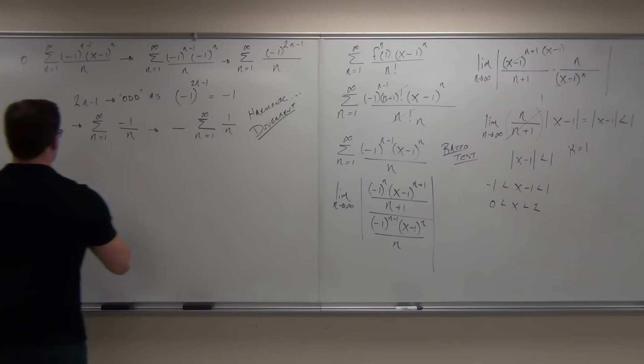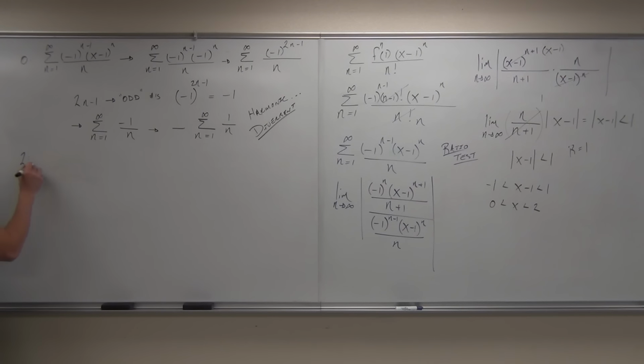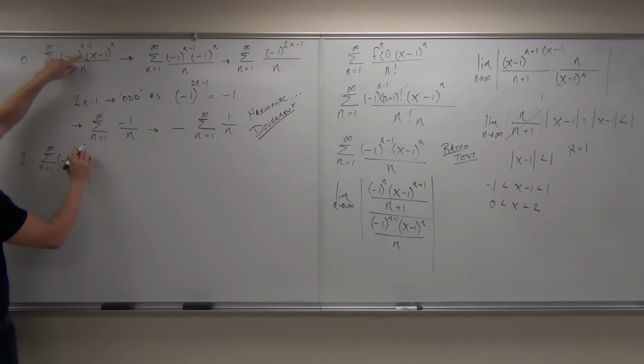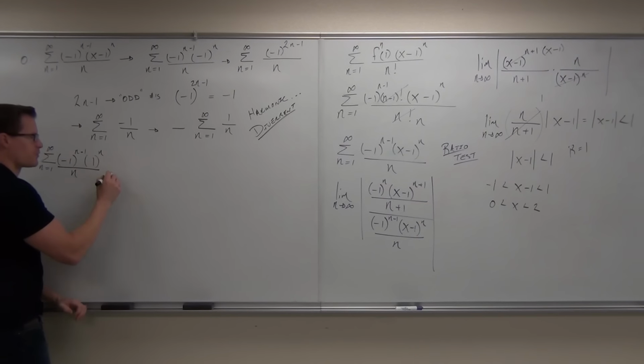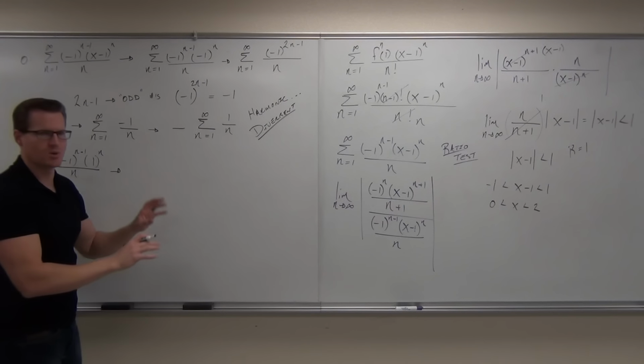Okay. The next endpoint we got to check is the 2. So let's plug in the 2. If we plug in 2, this series goes from 1 to infinity of negative 1 to the n minus 1. If I plug in 2, how much do I get? 2 minus 1 gives you 1 to the n all over n. Now this one's going to be much more straightforward. We're not going to have any fancy pants math to do up here, okay?